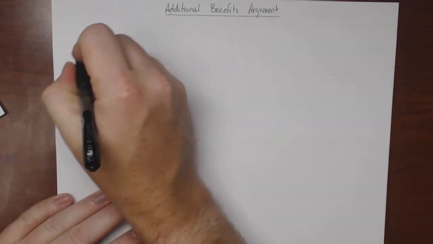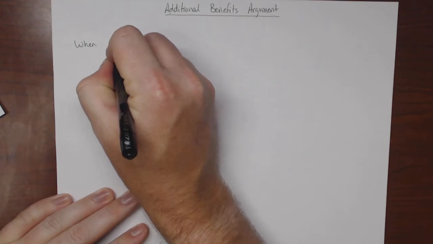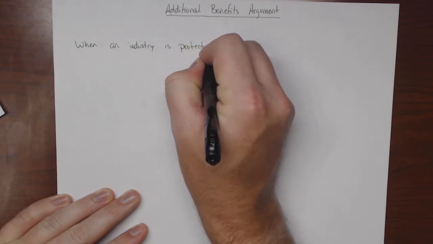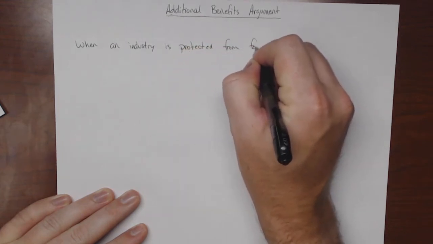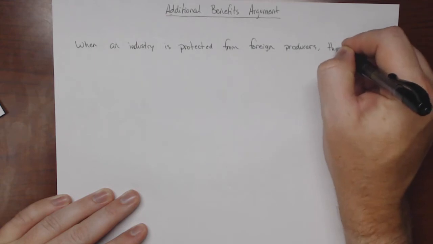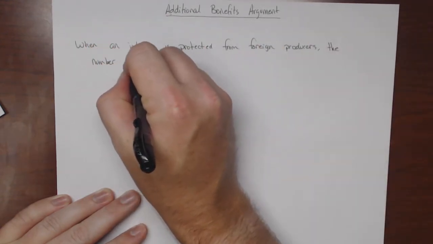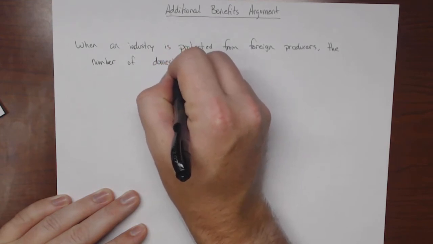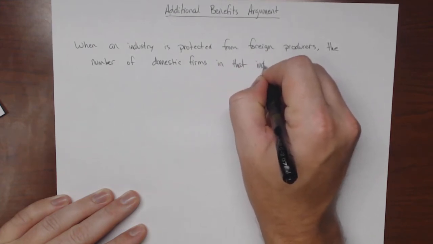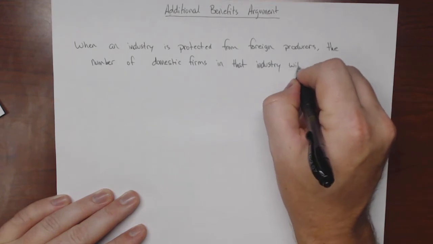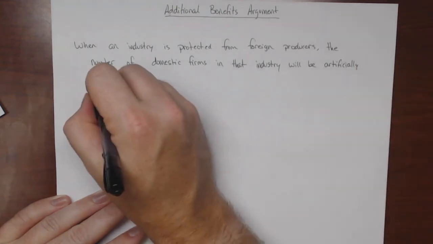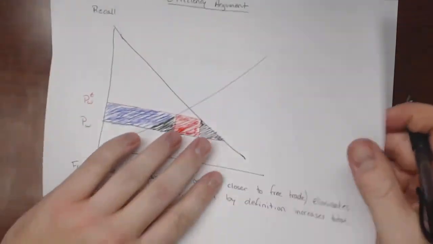And so when an industry is protected from foreign producers, the number of domestic firms in that industry will be artificially high. Okay, so think of it this way.